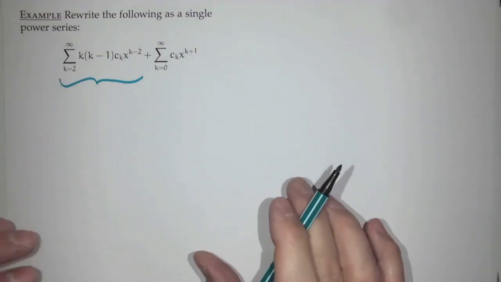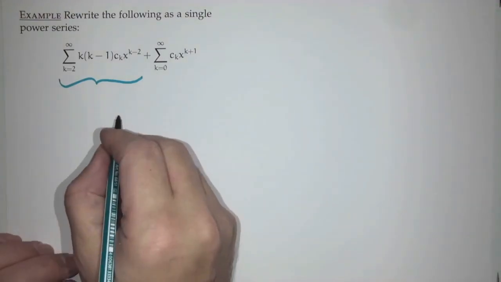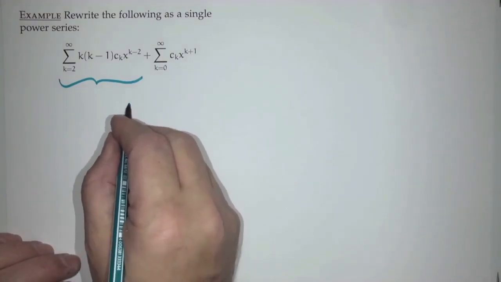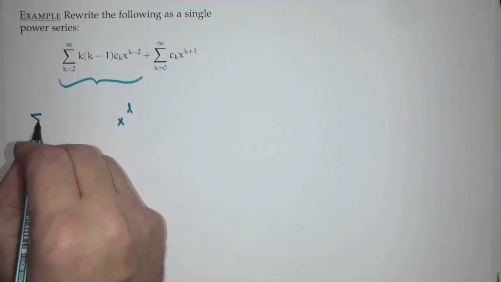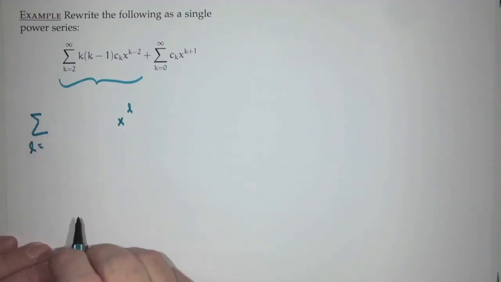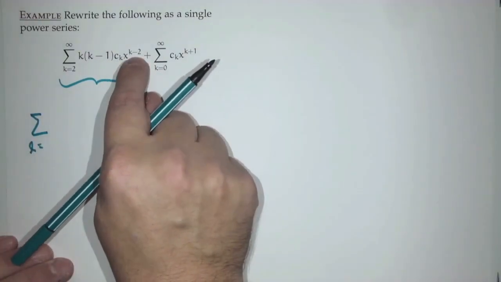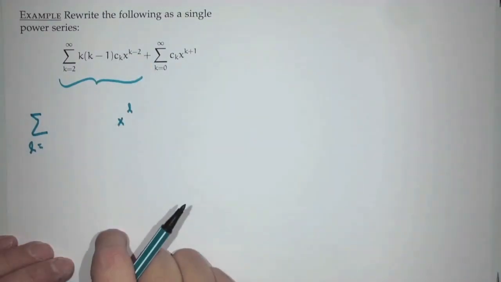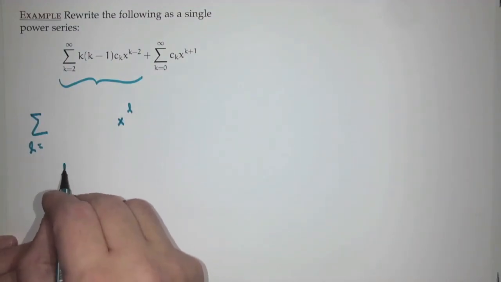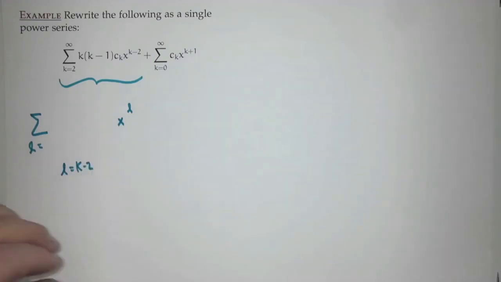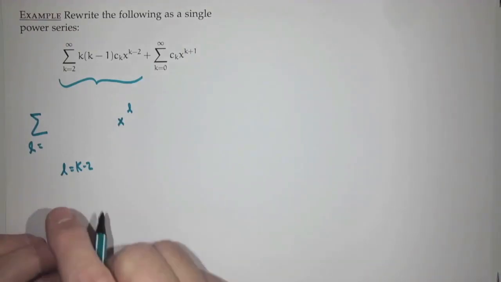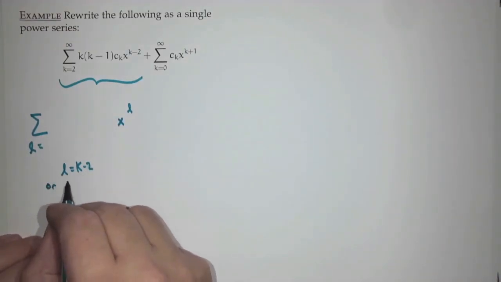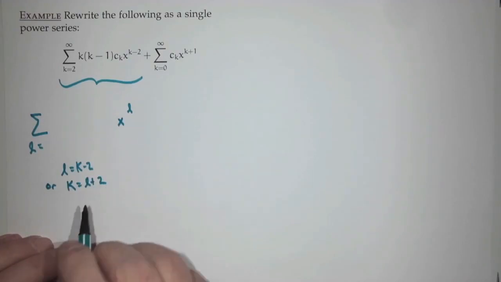How about we do L? L should be pretty simple. So we want to make this x to the L power. All right. So if I want to go from x to the power k minus 2 to x to the L, what's the relationship between k and L? Yeah, L equals k minus 2. It's nothing profound. Just say, what's the obvious thing? L equals k minus 2. All right, that's great. So another way to write this is k equals L plus 2.